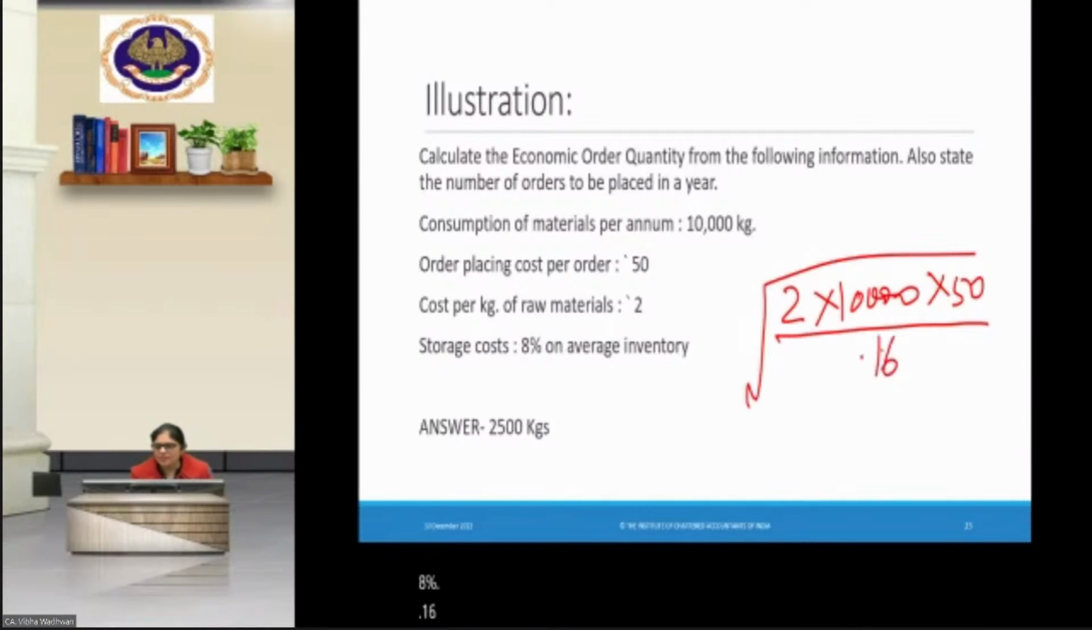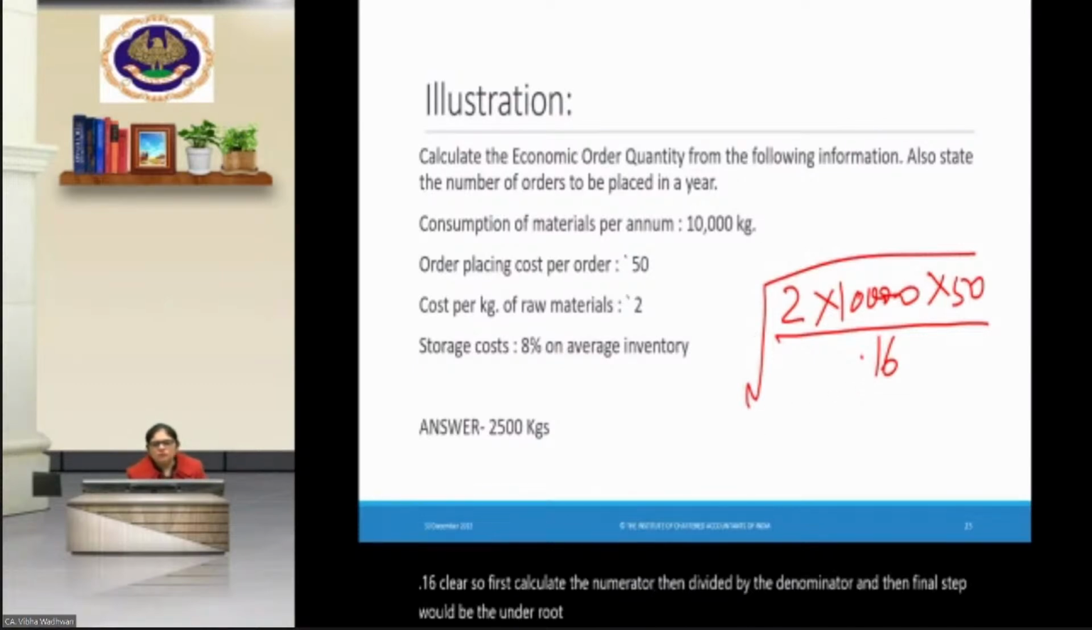0.16. Clear? So first calculate the numerator, then divide by the denominator, and then the final step would be the square root. All right. So 2 into 10,000 into 50 divided by 8% on average inventory, that is 2. So it will come out to 2,500 kgs. I hope you are able to do it.